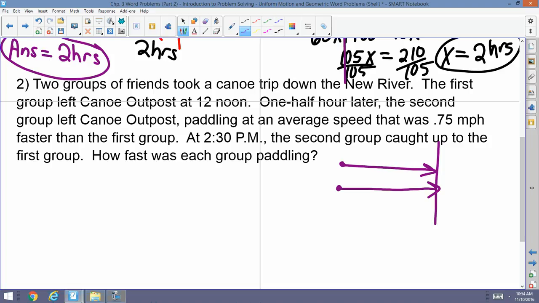Can you tell me something about the distance of group 1, though, and the distance of the second group? Can you tell me something about their distances by looking at this table here, at this little figure? No? What is their final distances here? The same, guys. If I catch up to you, didn't I go the same distance as you?